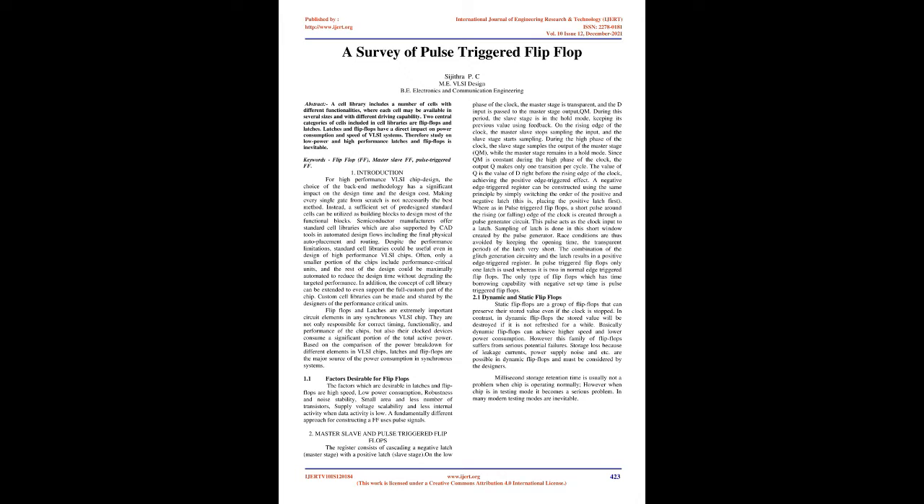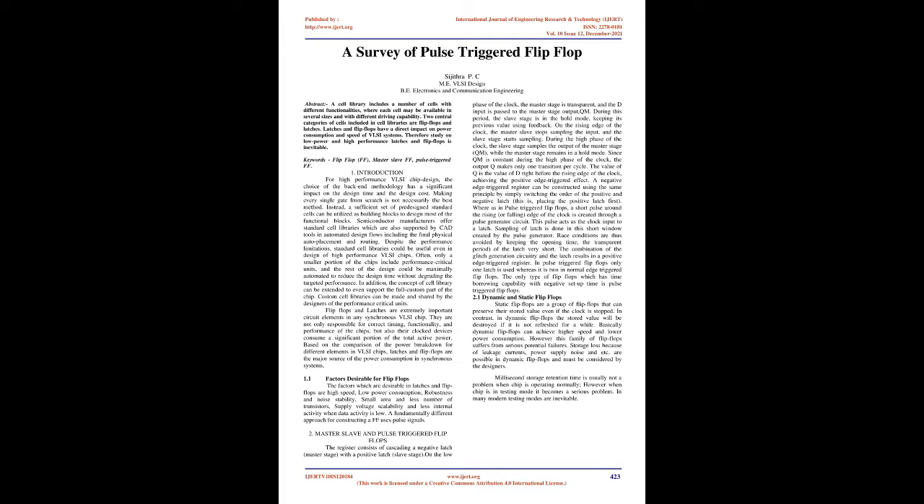The register consists of cascading a negative latch, master stage, with a positive latch, slave stage. On the low phase of the clock, the master stage is transparent, and the D input is passed to the master stage output QM. During this period, the slave stage is in the hold mode, keeping its previous value using feedback. On the rising edge of the clock, the master stage stops sampling the input, and the slave stage starts sampling. During the high phase of the clock, the slave stage samples the output of the master stage, QM, while the master stage remains in a hold mode.